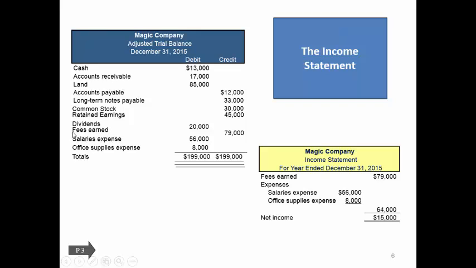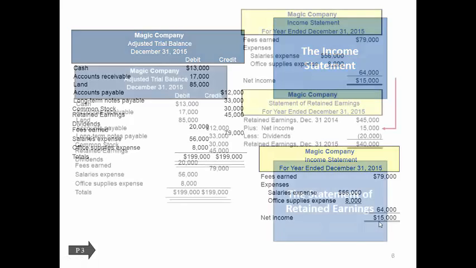Here is our revenue, the fees that we have earned. So our revenue, we'll pull that number here, is $79,000. Then we pick up any expense accounts, and you can see here we have two expense accounts. So our net income for the year is $15,000. Now we will use this net income number in order to create our statement of retained earnings.